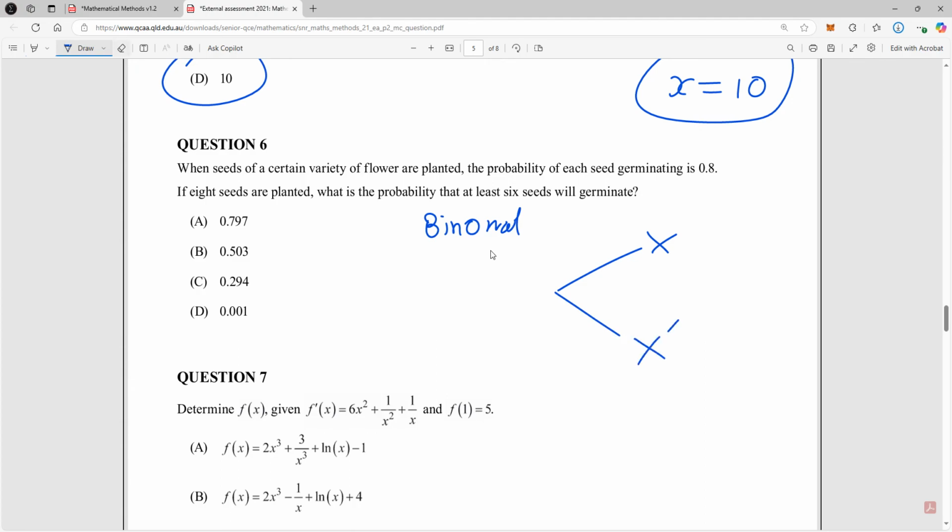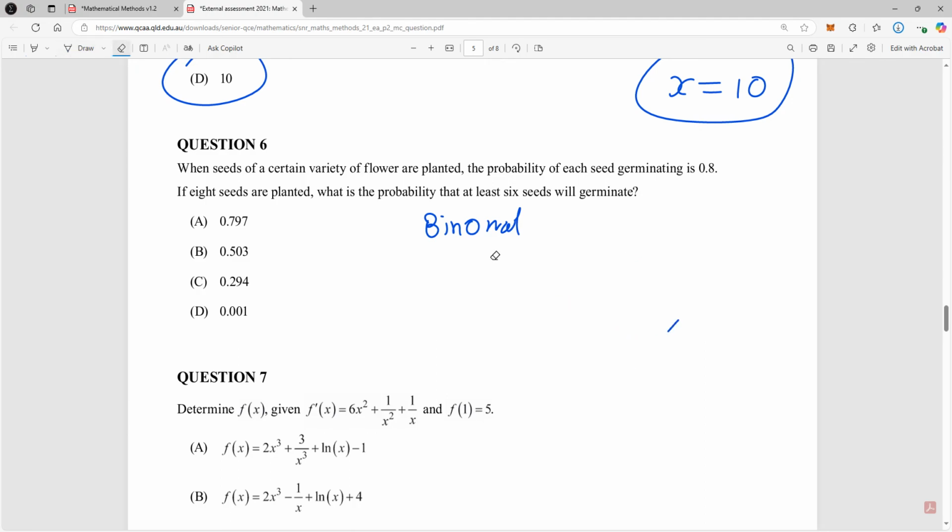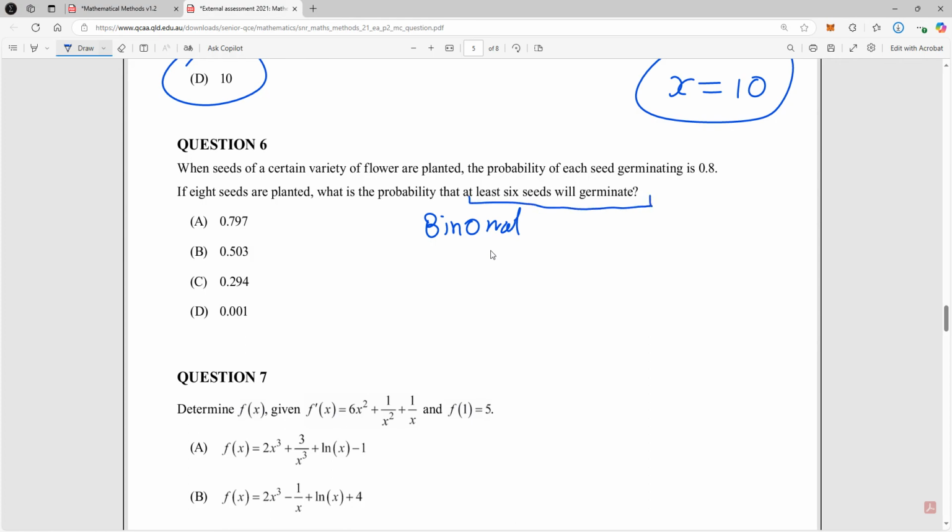Okay, so we can split up into two things. It doesn't mean equal probability, so in this case, germinating is 0.8, meaning not germinating is 0.2. Now it's this bit here that's going to be a bit tricky. At least 6 seeds will germinate. So we're looking for the probability that x, where x is the number of seeds that germinate, is greater than or equal to 6, because it's saying at least 6 seeds will germinate, meaning 6 or more.